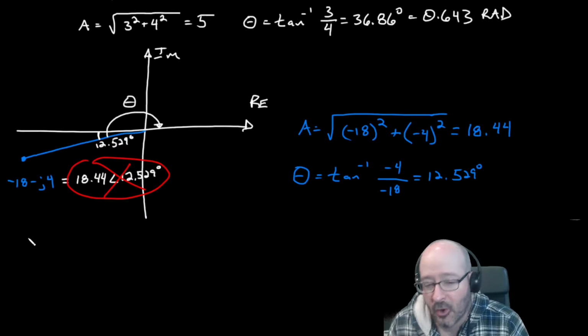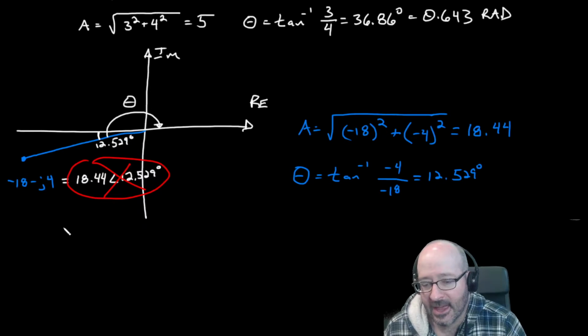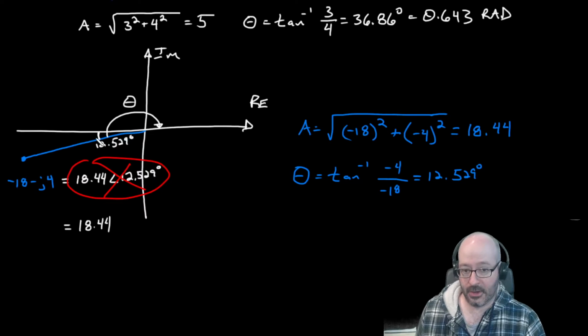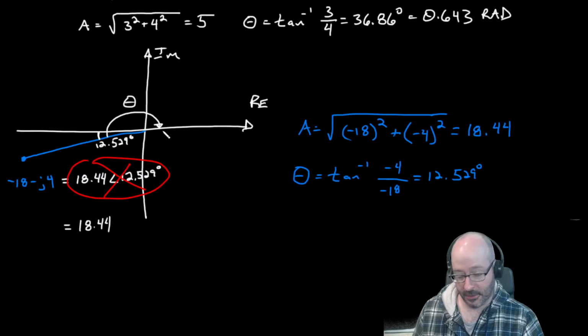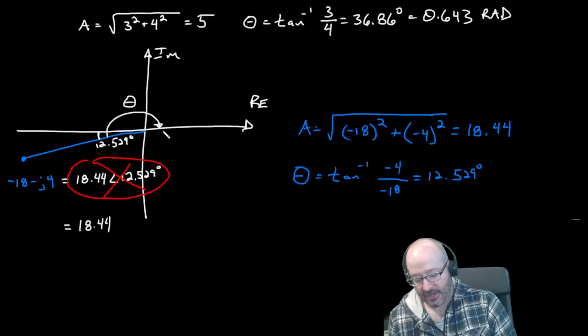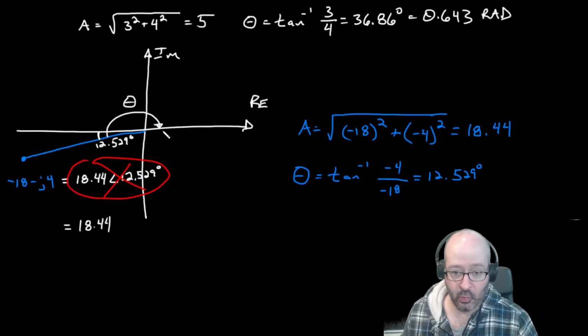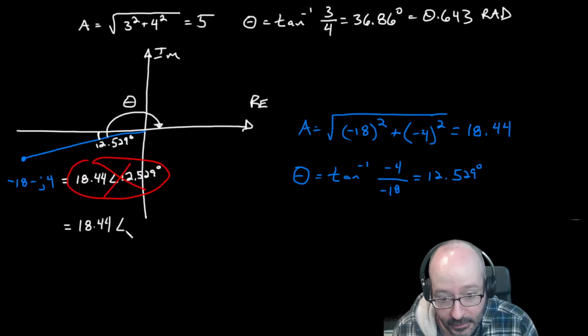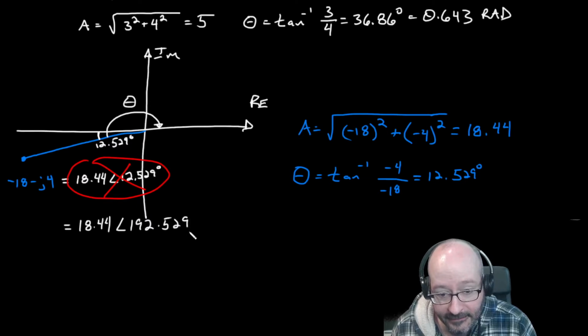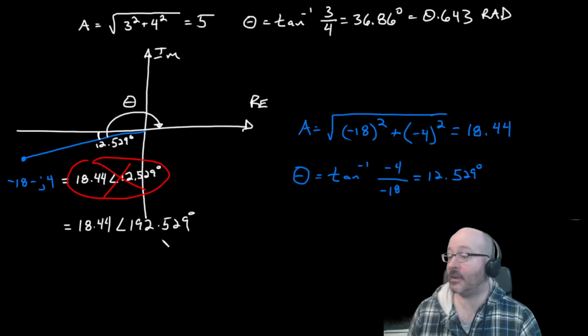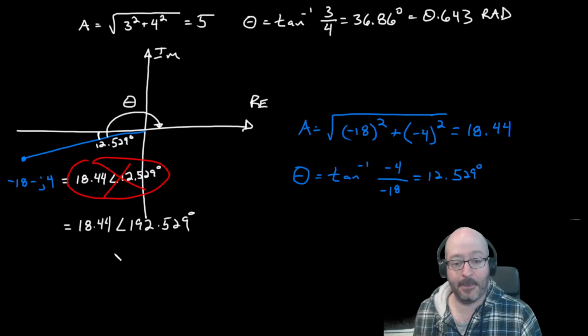Okay, I'm hoping you've learned this before, and I'm just jogging your memory. Okay, we don't want that little angle. We want this big one. So just add 180 to it, which is going to be 192.529. Okay, now I'm going to nitpick that one because I can.